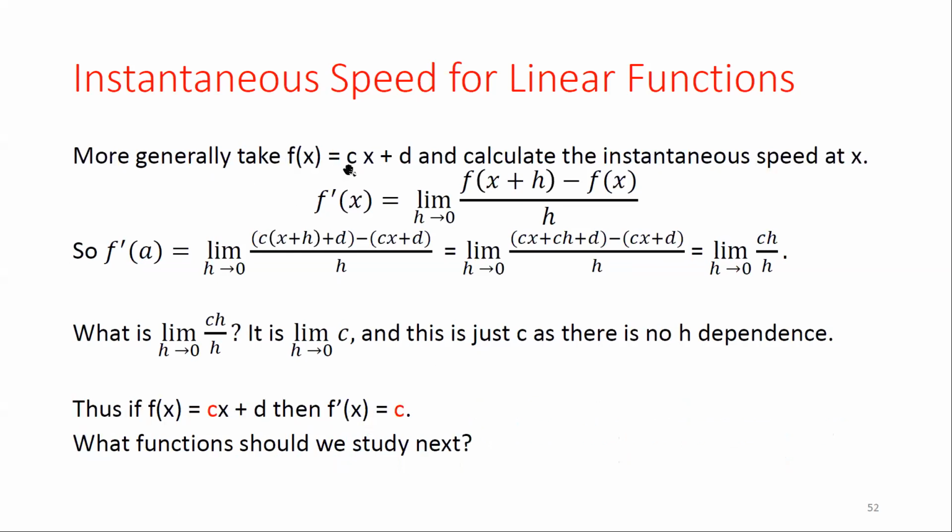So if we now said, what if we had cx plus d, then all that changes is we have c times x plus h plus d minus cx plus d. So it's cx plus ch plus d, and the cx plus d cancels, and you're left with ch over h. What's the limit of ch over h? It's just c. And what is the limit as h goes to 0 of c? C. So if f of x is cx plus d, then f prime of x equals c. So we've now done linear functions. We now know how to calculate their speed.